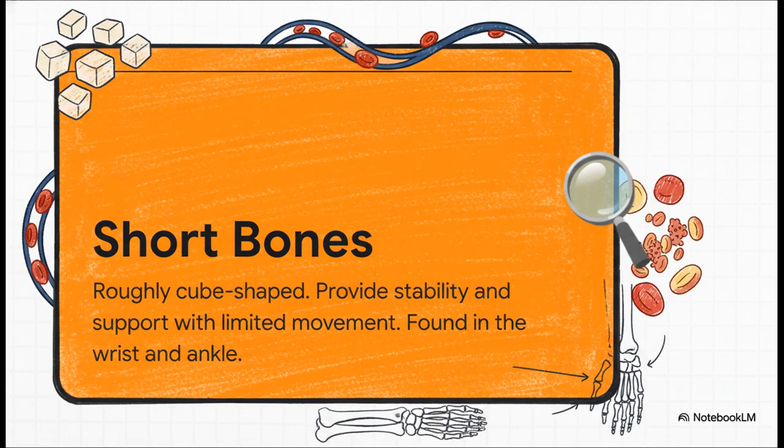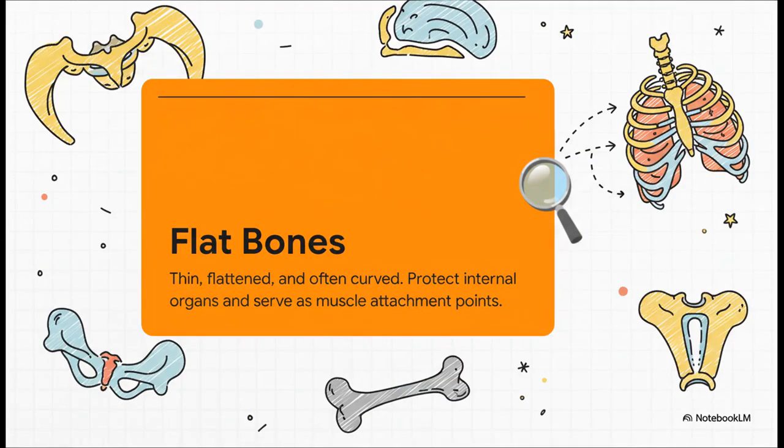Next are the short bones. These are the kind of chunky, cube-shaped bones you'd find in your wrists and ankles. Their job isn't about big, sweeping movements. Instead, their whole deal is to provide stability and support in areas that need to be both incredibly strong and super flexible.